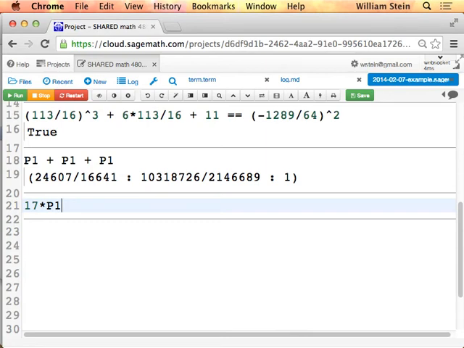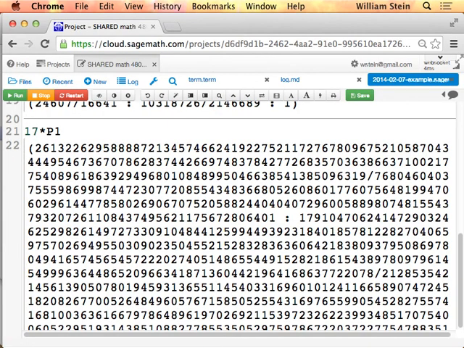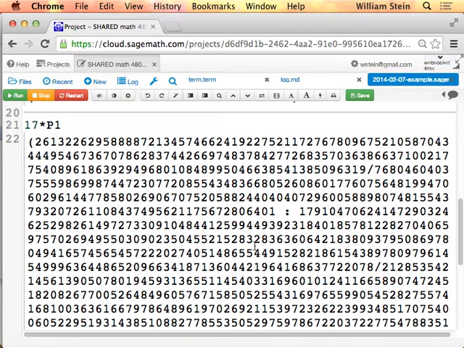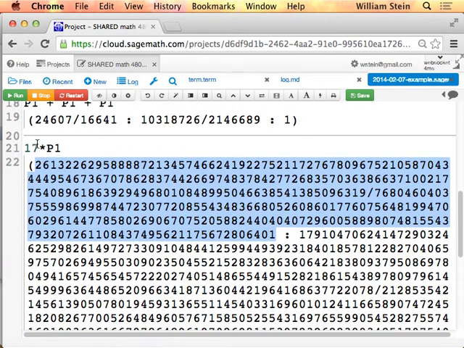Do you think, how big do you think that's going to be? Just a little bigger than the one we just saw? Massively bigger? Any thoughts? Probably pretty big. Let's see. Boom, there it is. So this is just the x coordinate right there. So that is a rational solution to the equation y squared equals x cubed plus 6x plus 11.